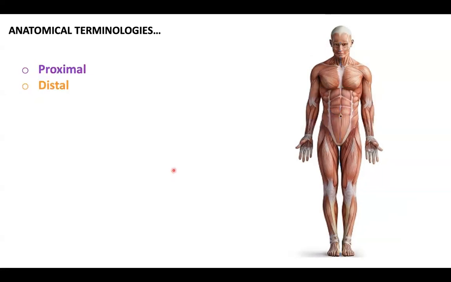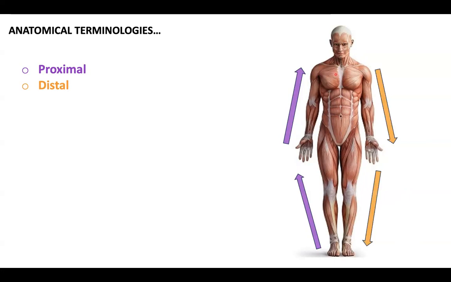The other two relative terms are proximal and distal. So proximal and distal, they are commonly used in the limbs. And proximal means near the attachment or near the origin, or it means near the trunk. The opposite is distal. So distal means away from the attachment or away from the origin.